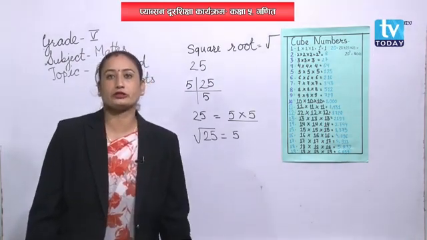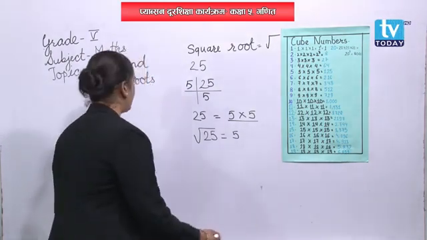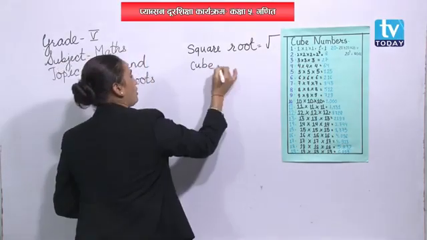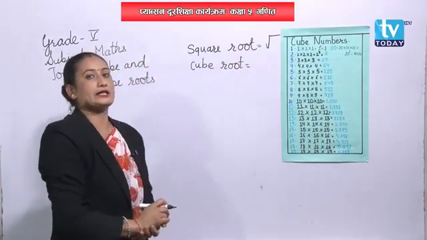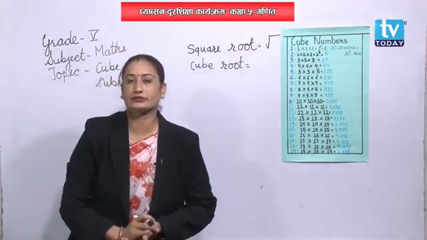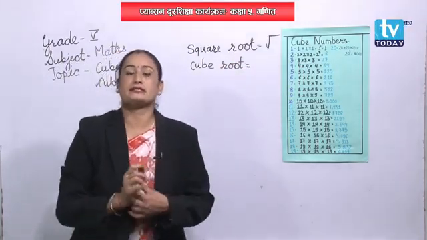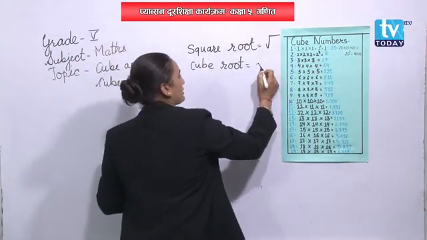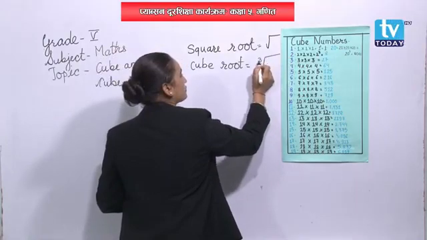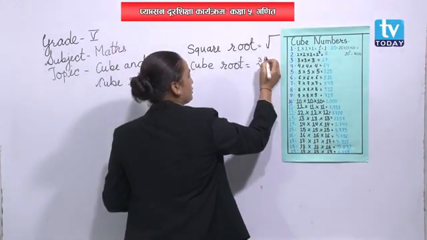So ready for cube root? Okay students, let's have a look at the cube root. See, this is the symbol of a cube root. While writing the cube root, what is the symbol for the cube root? First of all, make a root. This one is the square root. If you write a 3 here, that means it will be the cube root.